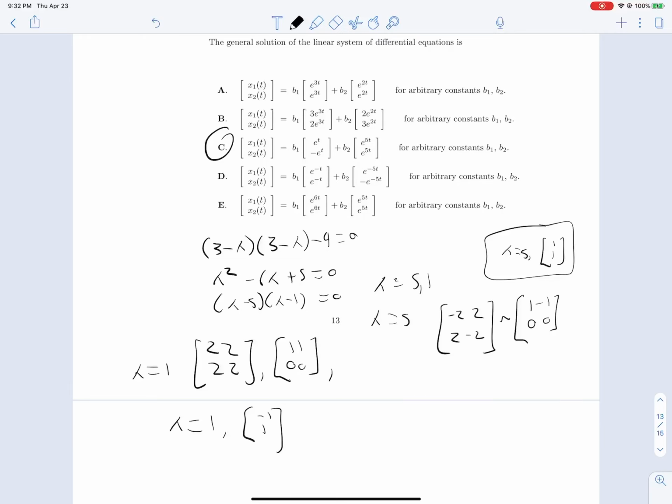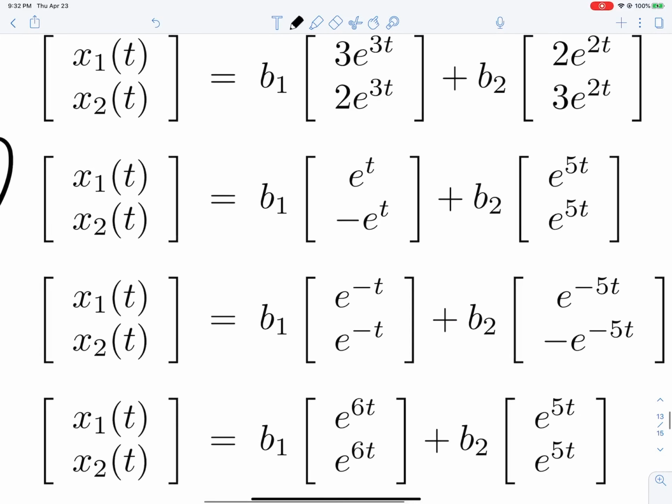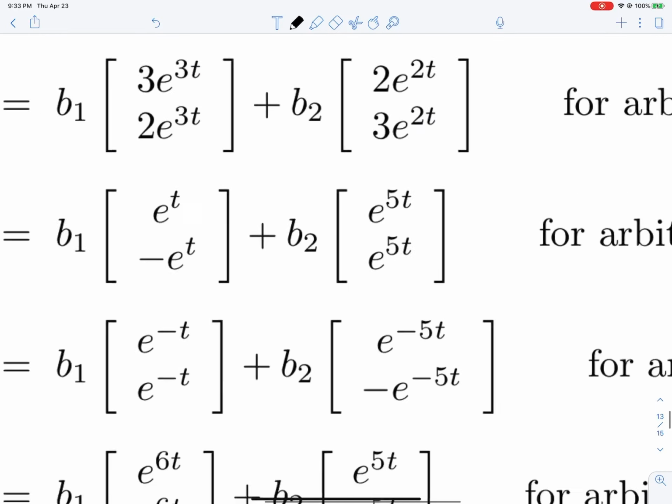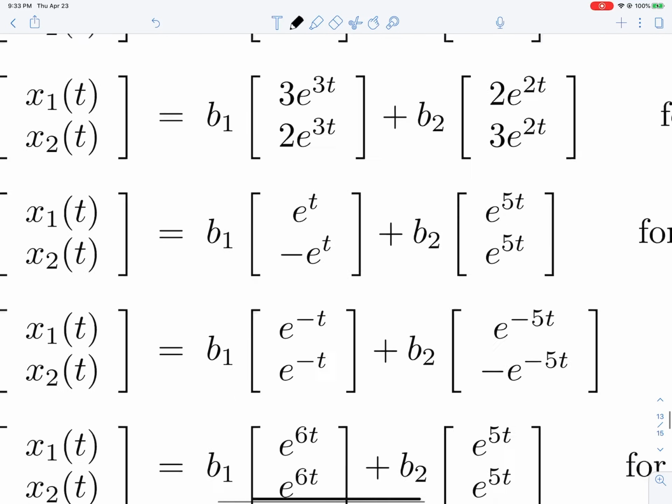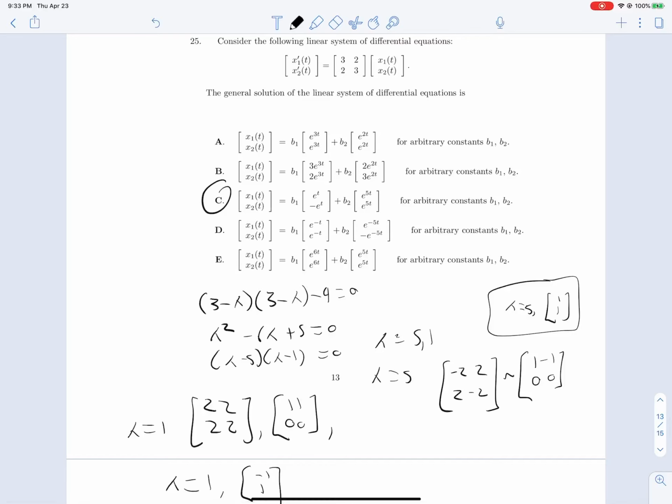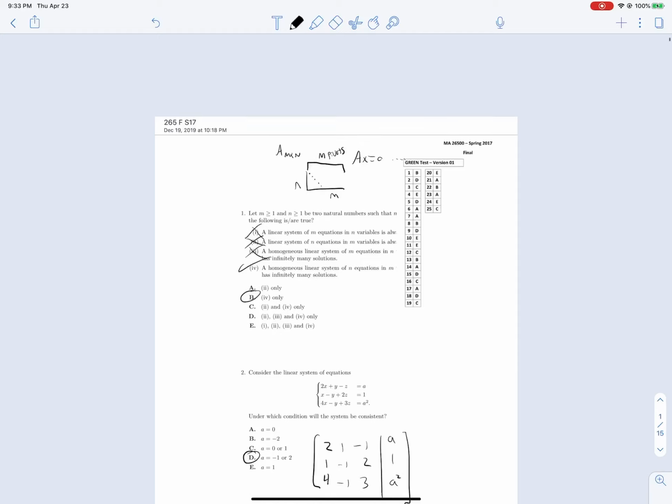C. And you'll see what they tried to do here. We got an eigenvector of negative 1, 1, but they have 1, negative 1 in here. That's perfectly legal because this B can be any real number, so that can be negative to compensate for the negative 1 that they've pulled out from there. But overall, we have e to the lambda 1 t, e to the lambda 2 t, multiplied by both constants and both eigenvectors. So 25 is C, and we are out of here.